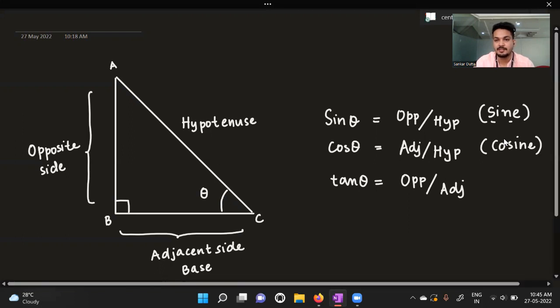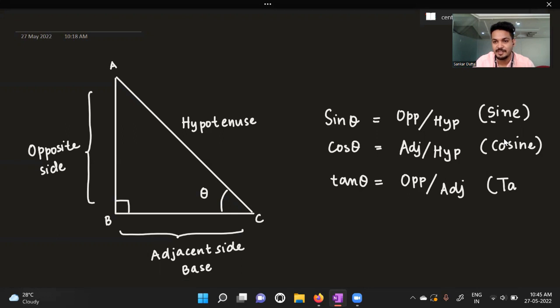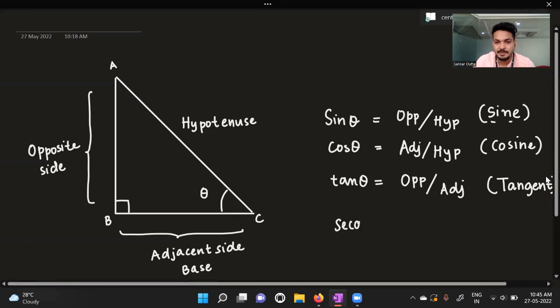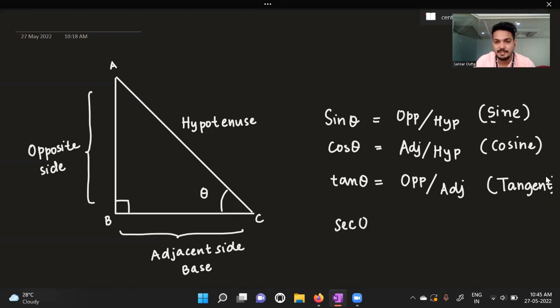I want you to guess this if you don't know. Pause the video and guess it, and then let me know if you are correct in the comments. Tangent, right? Okay, let's go for the other one, secant, or we call it sec theta. Sec theta is the symbol, and the name for this is secant.